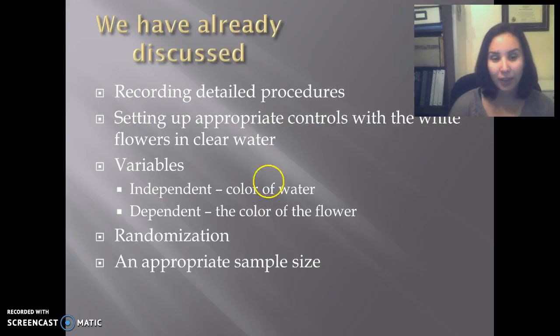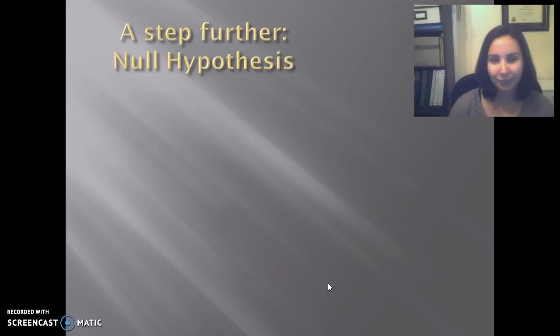And we've discussed our variables. Your independent variable is a variable that you change, which in our case was the color of the water. And your dependent variable is a variable that is dependent on the experiment. In our case, it was the color of the flower. Does it remain white or does it change? You want to have randomization so you do not have any bias. And you want to make sure you have an appropriate sample size. You don't want it to be too small, and 30 is about right.